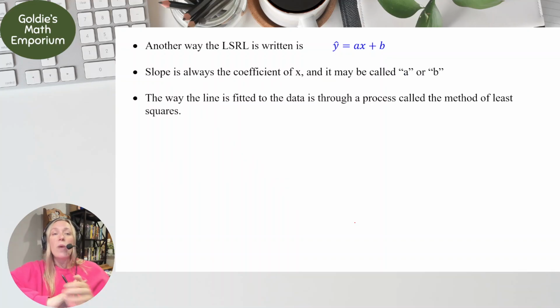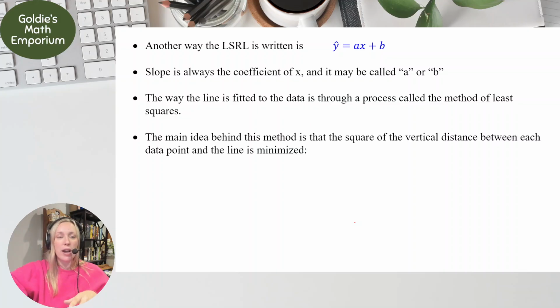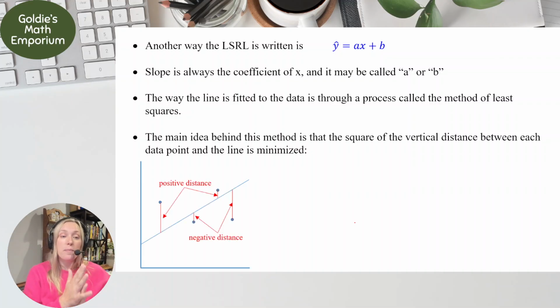Okay. The way the line is fitted, the way we create this line, is through a process called the method of least squares, where the main idea is that we take the vertical distance between the data point and the least squares regression line, we square it, add it all up, and then we try to make that as small as possible. Okay, so when we look off to the left here, you see 4 points with a line going through there. Now, when we draw a line of best fit, it's not going to go through the points. Okay, it's going to just kind of almost summarize the points in a way.